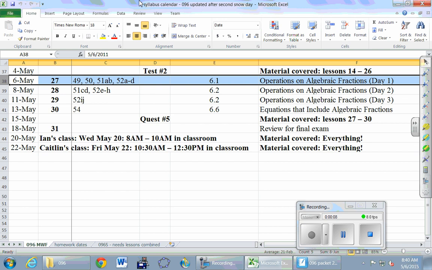Today we cover operations on algebraic fractions. You can see that we have not 1 day on this subject, not 2 days on this subject, but 3 full days of basically doing the same thing, adding, subtracting, multiplying, and dividing fractions, all of which you know how to do when it's just numbers. But today we're going to take fractions that have x's in them, and we're going to add them and subtract them and multiply and divide them. That's the plan for the next 3 classes.